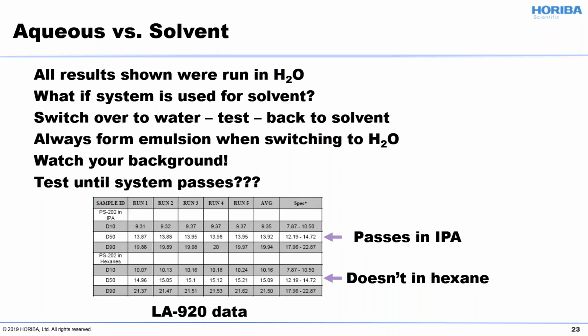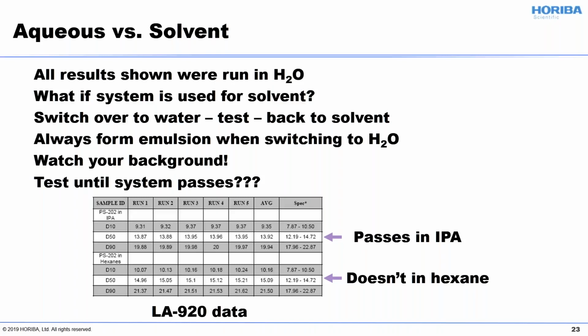This example of glass beads in IPA versus hexane may have you scratching your head, wondering, I'm not passing in hexane, why would that be? One thing is the refractive index of hexane is very close to that of glass, and so you're not going to get very much scattering. So you just don't have much signal to work with. But when you work in IPA, it works quite well.